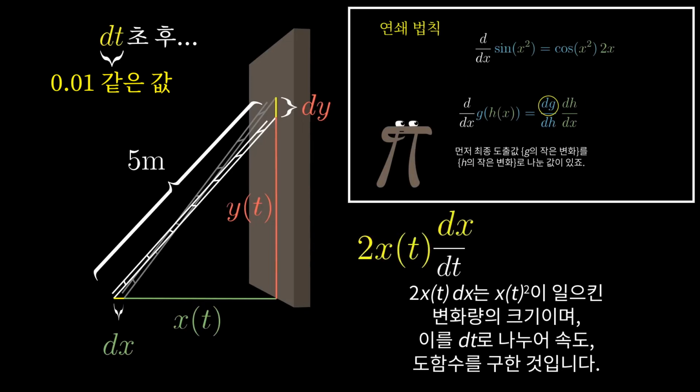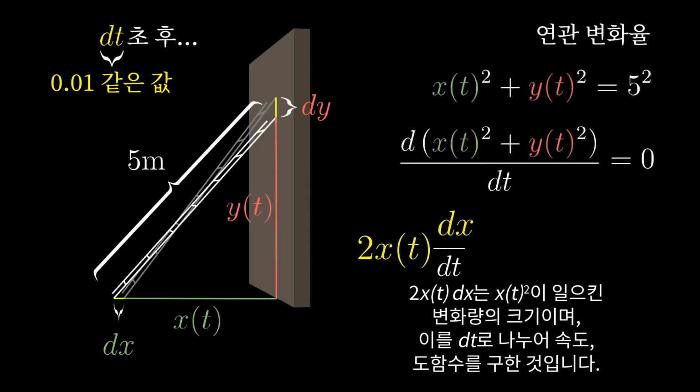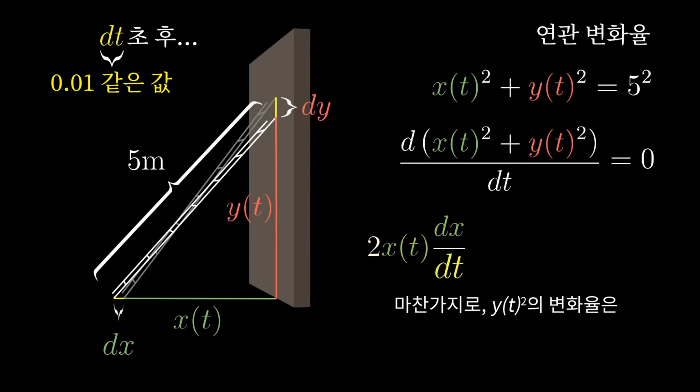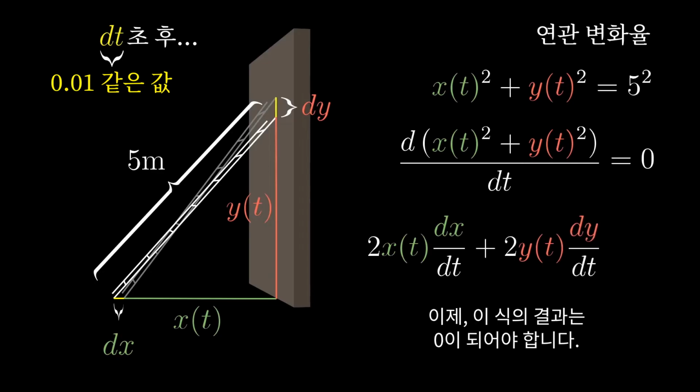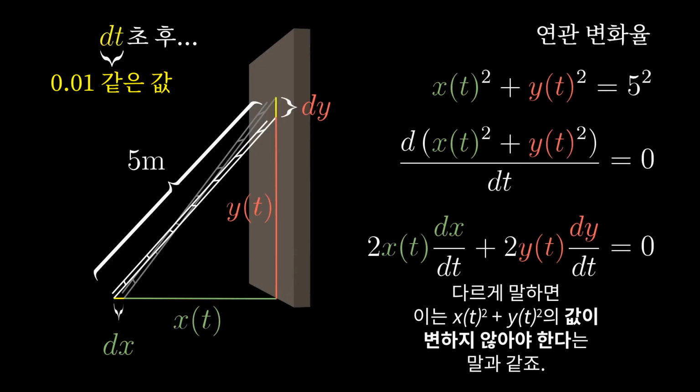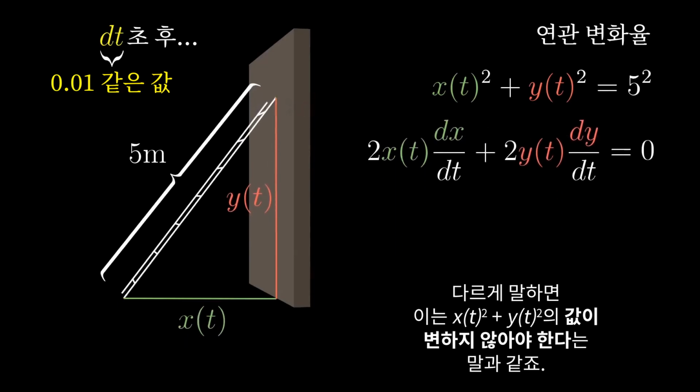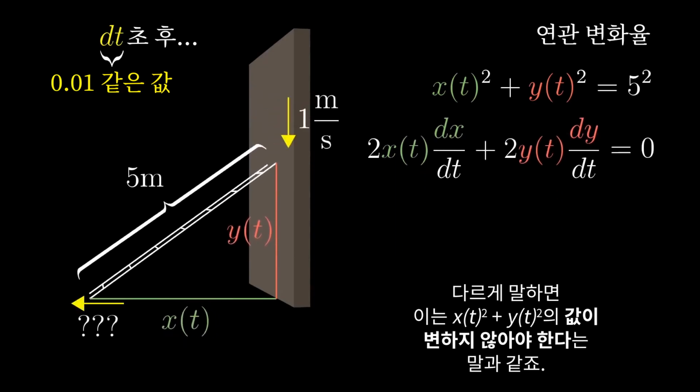2x dx represents the size of a change to x squared caused by some change to x, and then we're dividing out by dt. Likewise, the rate at which y of t squared is changing is 2 times y of t times the derivative of y. Now, evidently, this whole expression must be 0, and that's an equivalent way of saying that x squared plus y squared must not change while the ladder moves.